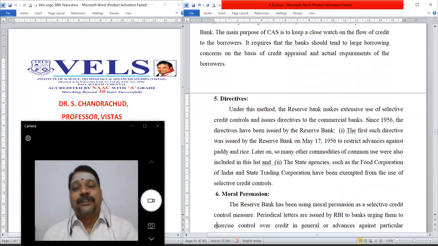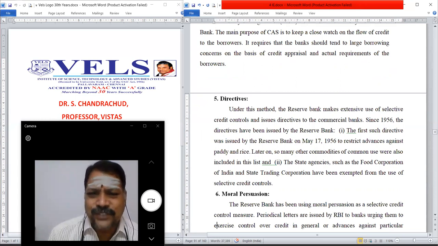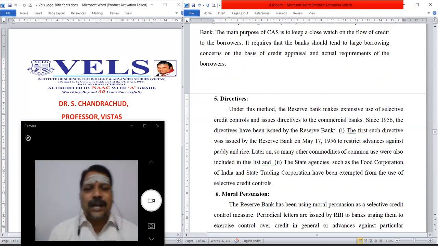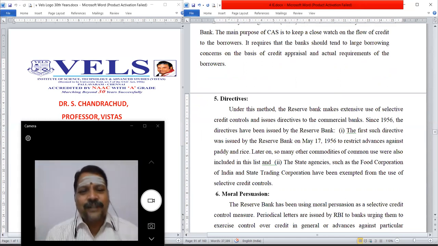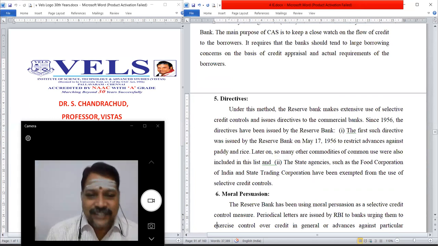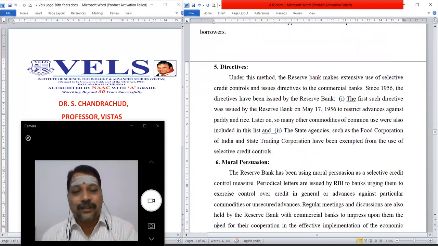Then the fifth method is directives. Under this method, the Reserve Bank makes extensive use of selective credit control and issues directives to the commercial banks. Since 1956, directives have been issued by the Reserve Bank. The first such directive was issued by the Reserve Bank on May 17, 1956 to restrict advances against paddy and rice. Later on, many other commodities of common use were also included in the list. State agencies such as the Food Corporation of India and State Trading Corporation are exempted from selective credit control. The rest of the things come under this category.